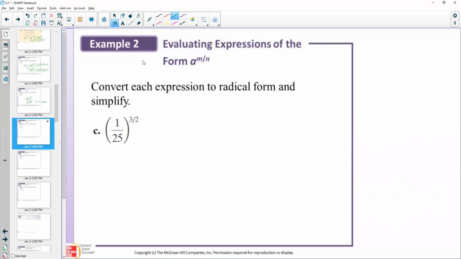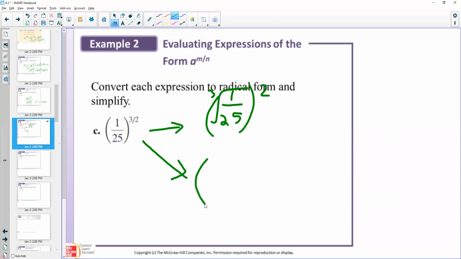1 over 25 to the power of 3 over 2. Here's the thing. If I do this, let's try the two paths. I can do 1 over 25, take the cube root of that and square it. Or I could do, oh, sorry, I did that backwards. Square root of that and cube it. Or I could do 1 over 25 cubed, and then take the square root of that.